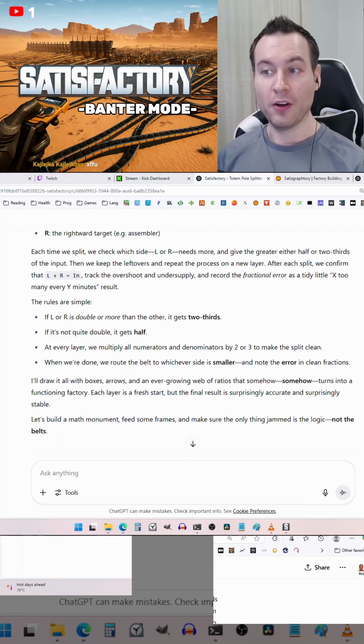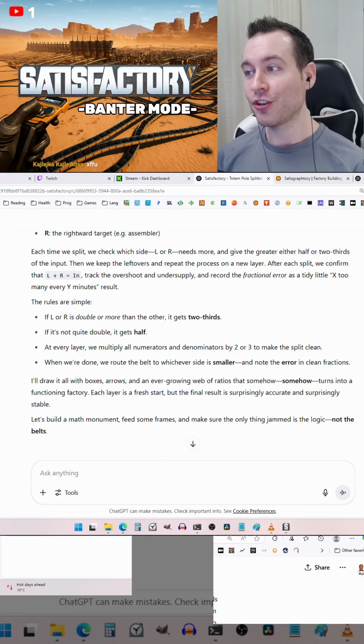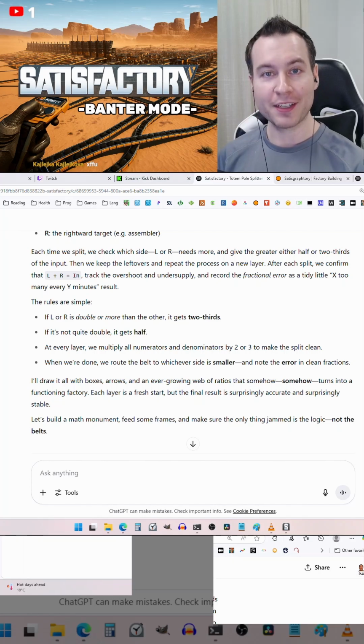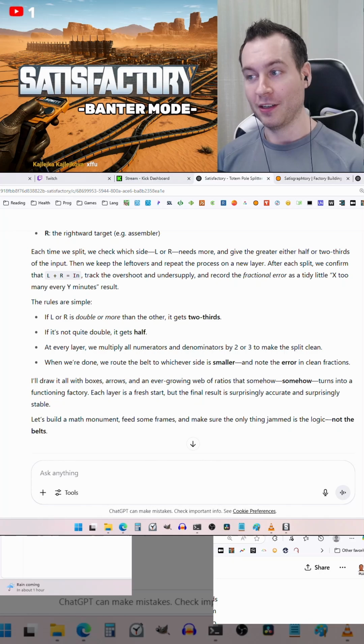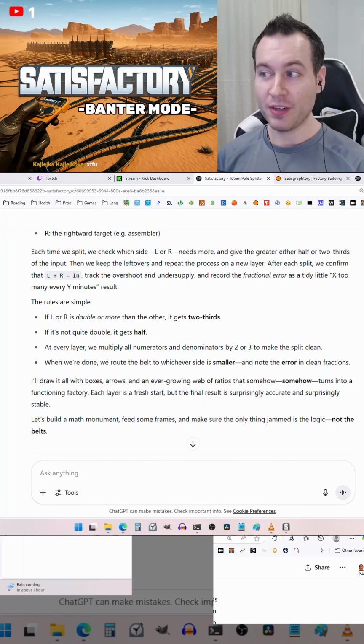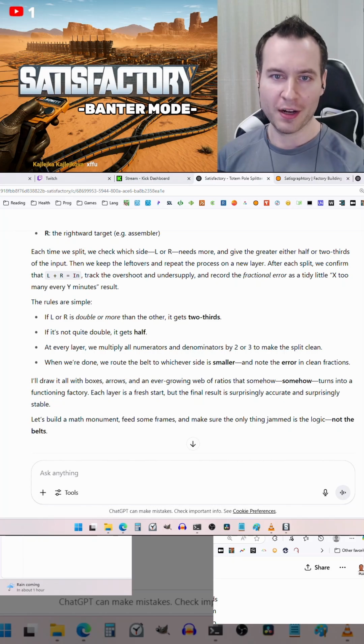I'll draw it all with boxes, arrows, and an ever-growing web of ratios that somehow turns into a functioning factory. Each layer is a fresh start, but the final result is surprisingly accurate and surprisingly stable. Let's build a math monument, feed some frames, and make sure the only thing jammed is the logic, not the belts.